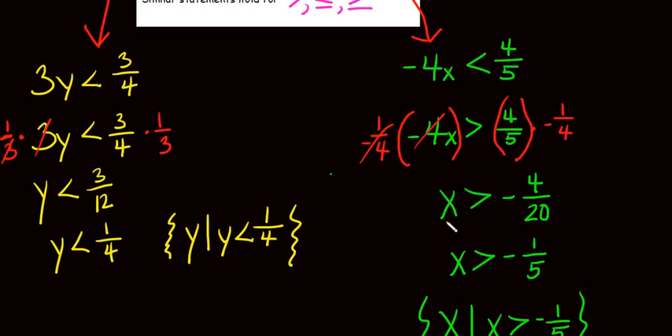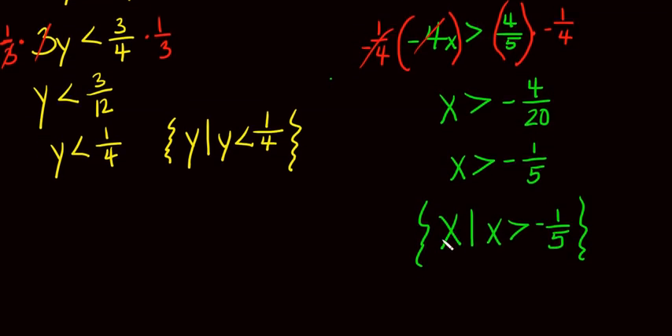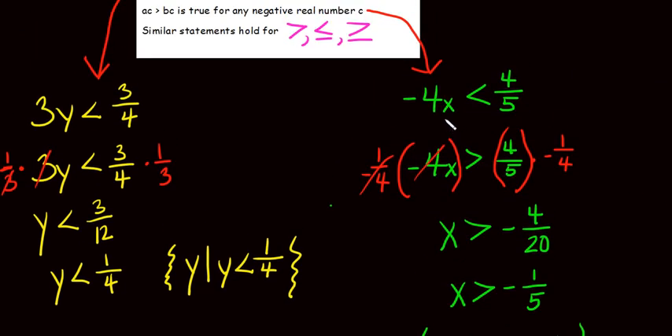Now x is greater than negative 4/20, which reduced to negative 1/5. So x is greater than negative 1/5, and the way I write that in my solution set is x, any number x, such that x has to be greater than negative 1/5. And that means whatever I put in here, if it's greater than negative 1/5, this inequality is going to be true. All right, we will work on these.